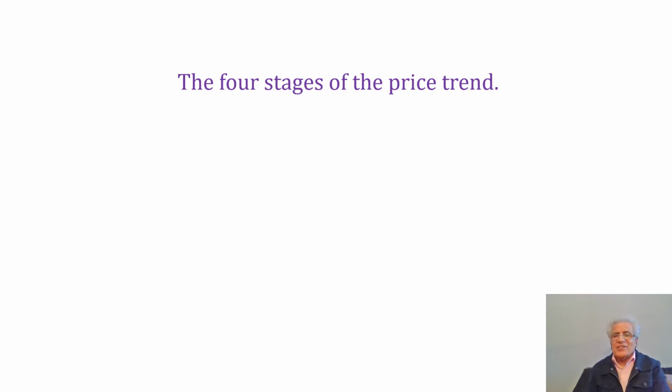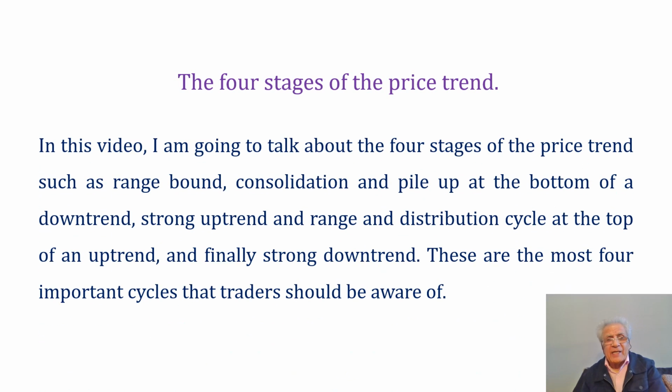The four stages of the price trend. In this video, I'm going to talk about the four stages of the price trend, such as range bound, consolidation, and pile up at the bottom of a downtrend, a strong uptrend, range and distribution cycle at the top of an uptrend, and finally a strong downtrend. These are the most important four cycles that traders should be aware of.